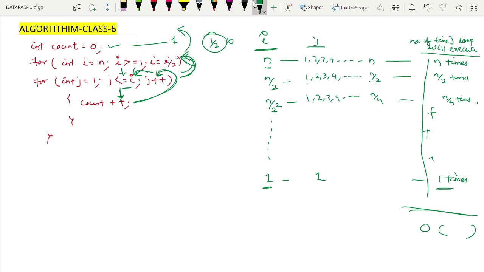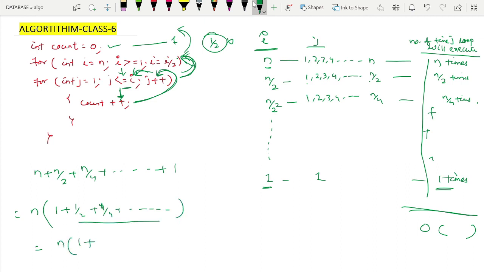I am analyzing using all these things and finding this conclusion. This is the number of times we are running the loop, right? I will add all these things: n plus n by 2, n by 4, in this way, till 1. So I am taking n as common. I will get 1 plus 1 by 2 plus 1 by 4, and this way it goes on. I am getting n into 1 plus these terms, 1 by 2 plus 1 by 4 plus 1 by 8. These terms after adding will approximately be equal to 1 only. Approximately it will be less than 1, but I am taking 1 here. So I am getting order of 2n, which equals order of n.